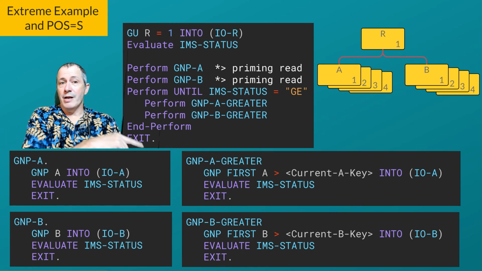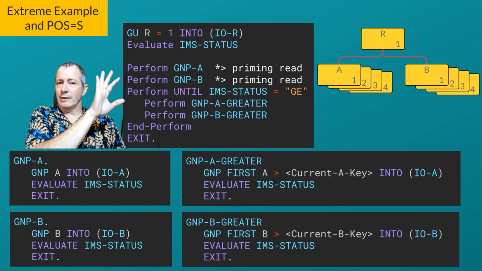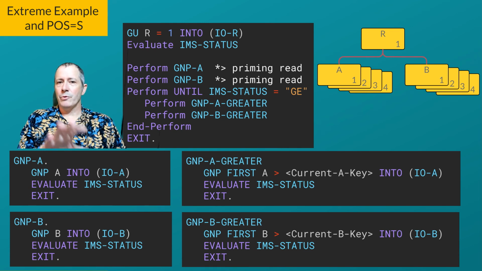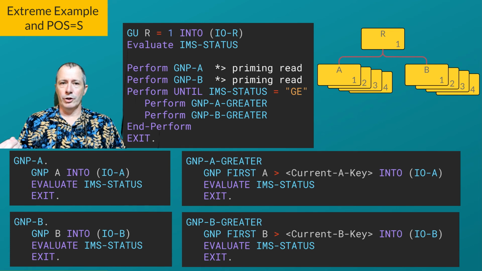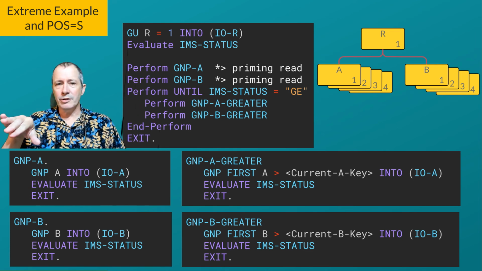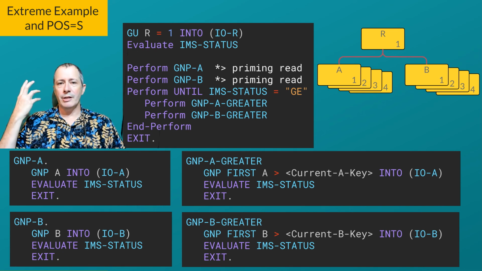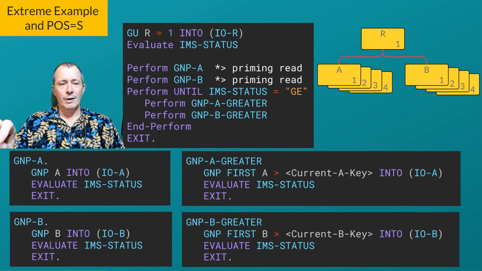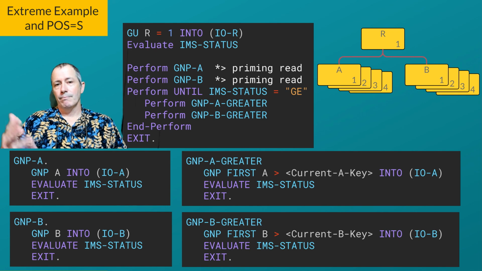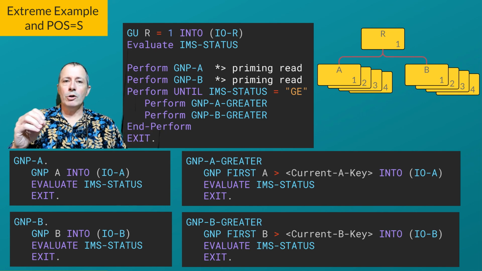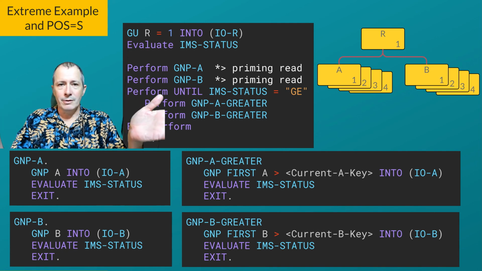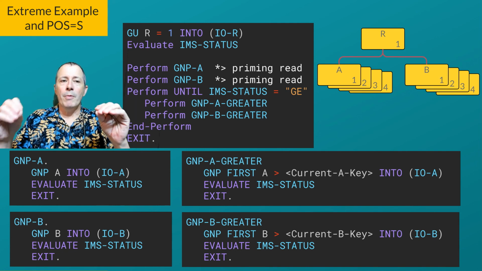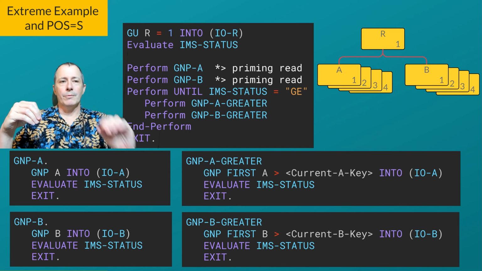To get the GE status code, IMS scans A1, A2, A3, A4 to return no data, and the status code is GE. Same thing for segment B. IMS scans the 4 existing segments, returns the GE status code and no data. Exit the loop. As you can see, multiple positioning is able to avoid segment scanning that is not possible with single positioning.